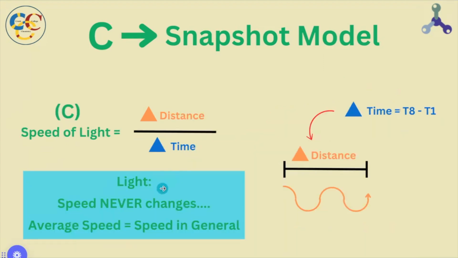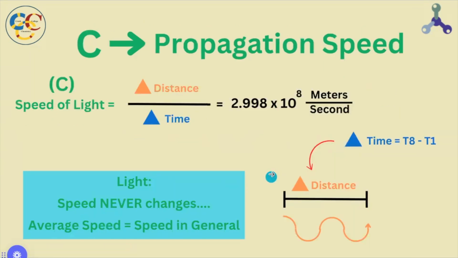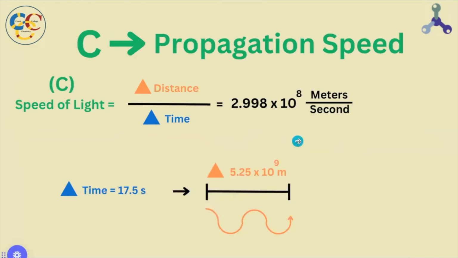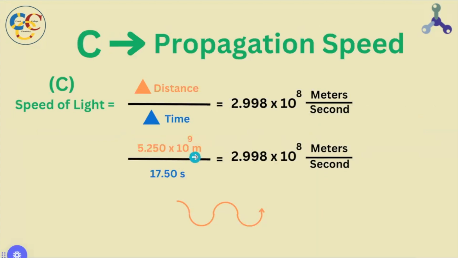The great news is that because light has a constant speed, the average speed is the speed of light at any given instance, and that's always going to be equal to 2.998 times 10 to the 8 meters per second. Let's say, for instance, that the time it took for the wave to propagate this distance is 17.5 seconds. These two numbers, by definition, must divide to 2.998 times 10 to the 8 meters per second. Thus, in traveling this distance and time, it did it at the same speed.